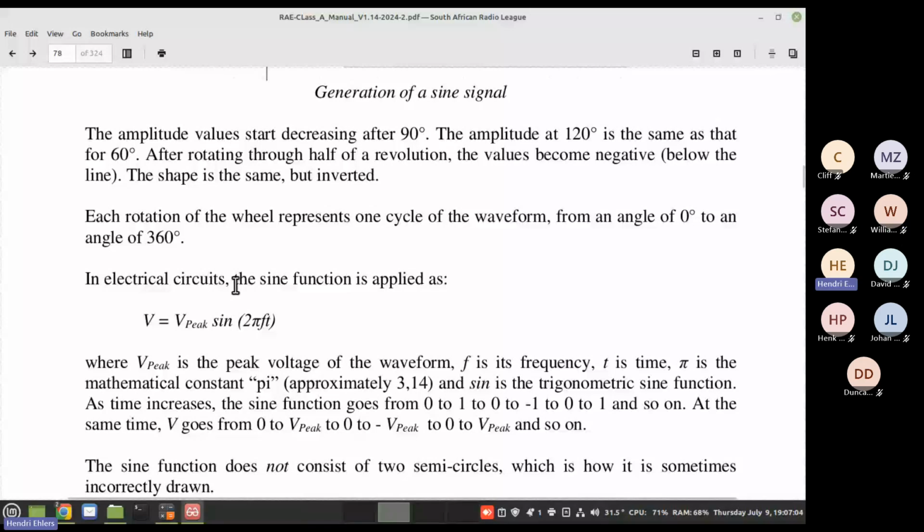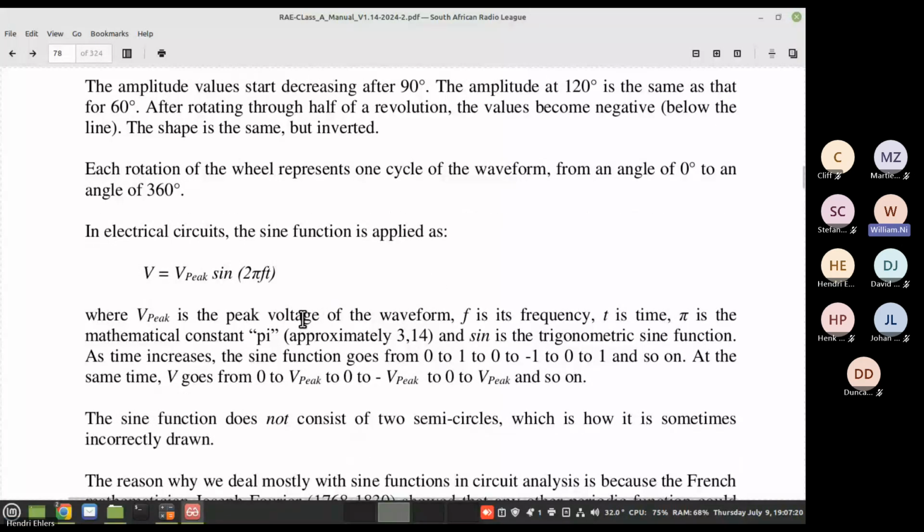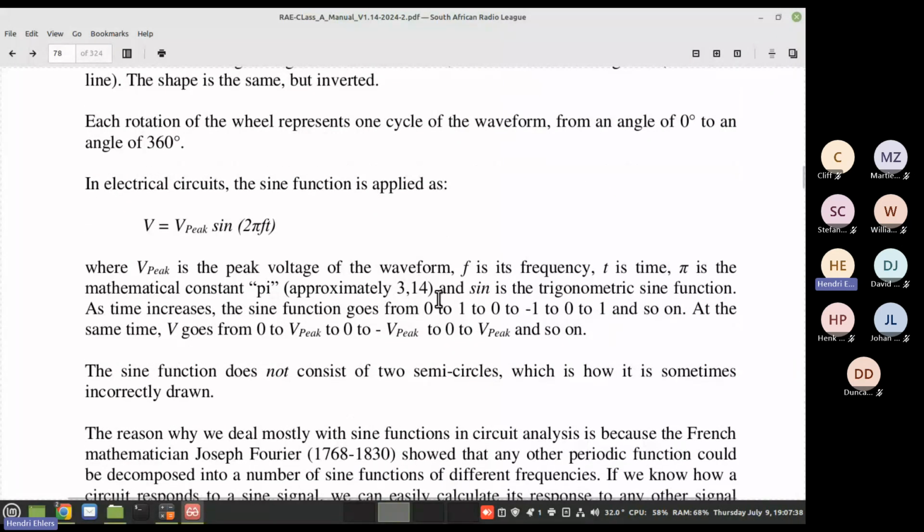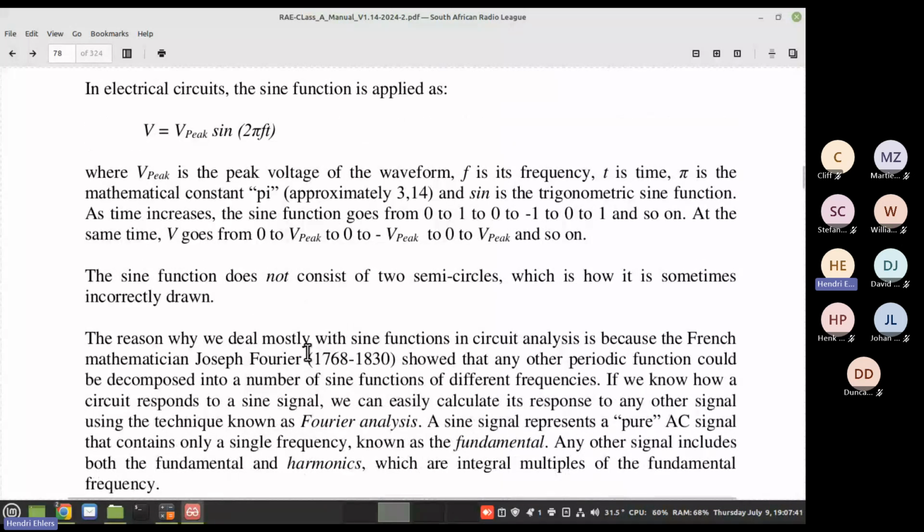And the sine function is applied as that formula. You must get well acquainted with the 2 pi. You're going to use 2 pi, whatever is behind it, a lot. And then pi, we work with the pi that's on the calculator, so we've got a couple of extra digits there. And then here is an explanation of the values, but it's not really relevant because we're not actually going to use this.